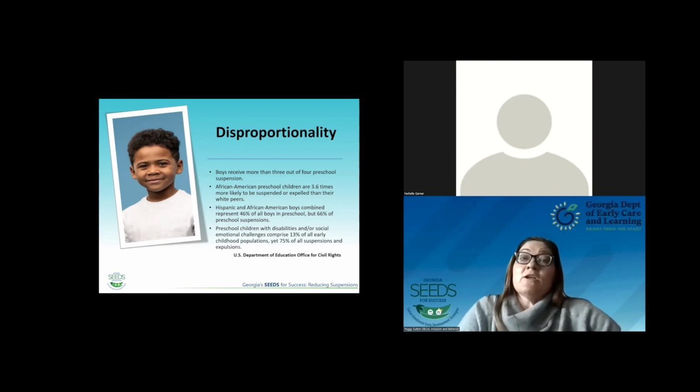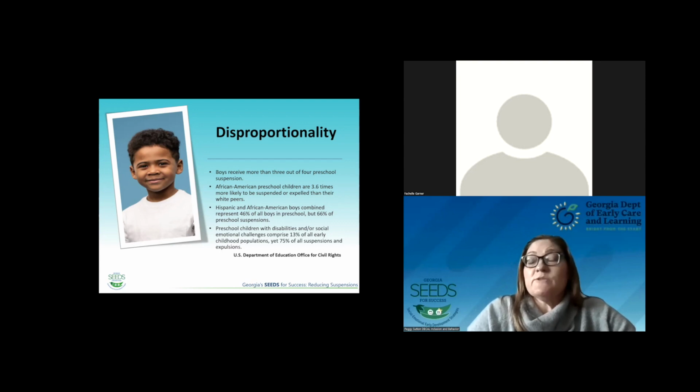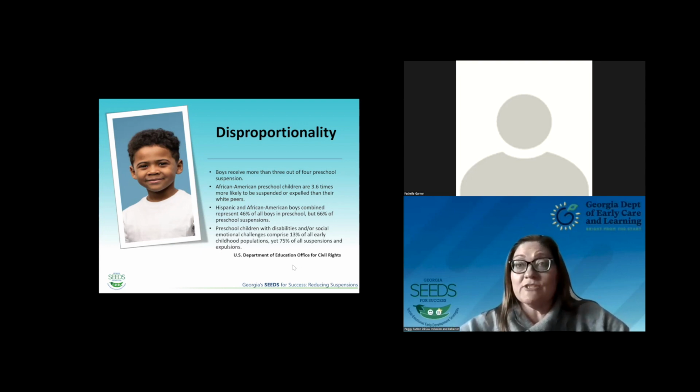Hispanic and African American boys combined represent 46% of all boys in preschool, but they represent 66% of the preschool suspensions. Preschool children with disabilities and or some social emotional challenges comprise 13% of all early childhood populations, and yet they make up 75% of all suspensions and expulsions.